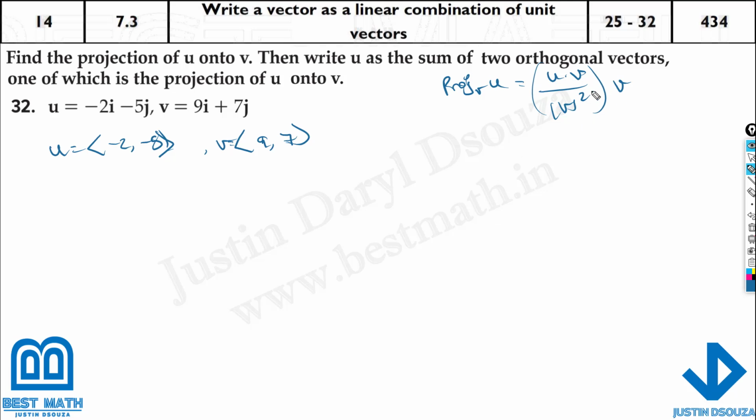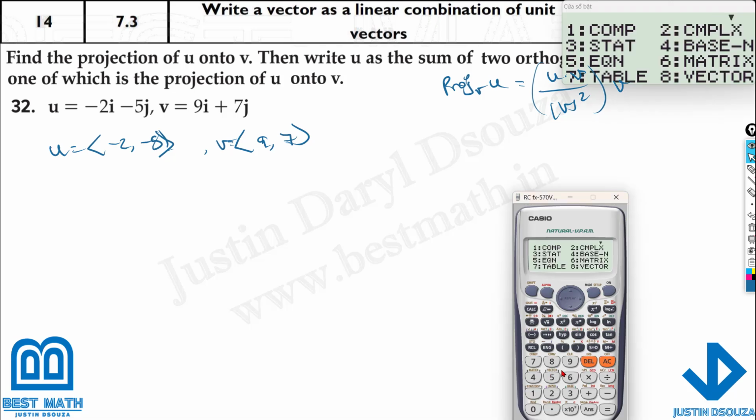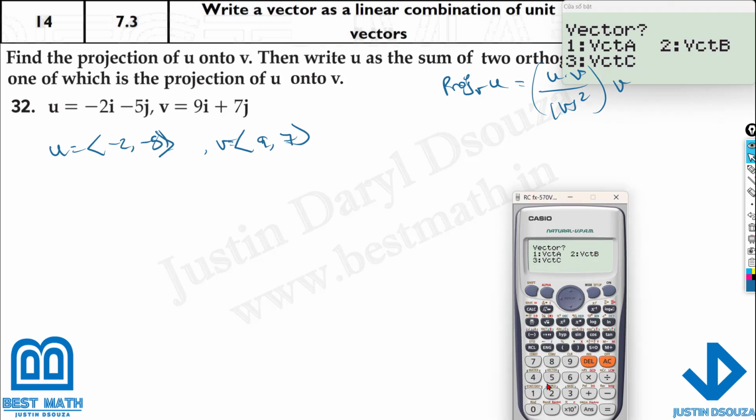For the dot product and the magnitude, it's so easy in the calculator. So let's stick to the calculator because it's the electronic part. Here all you do is mode 8. And then let's put in the vectors. First vector is -2 and -5. So this is 5, not 8. And press AC. For the next one, press Shift 5. Let's go to the dimensions of the second vector. It's 2 dimensions and it is 9 and 7.